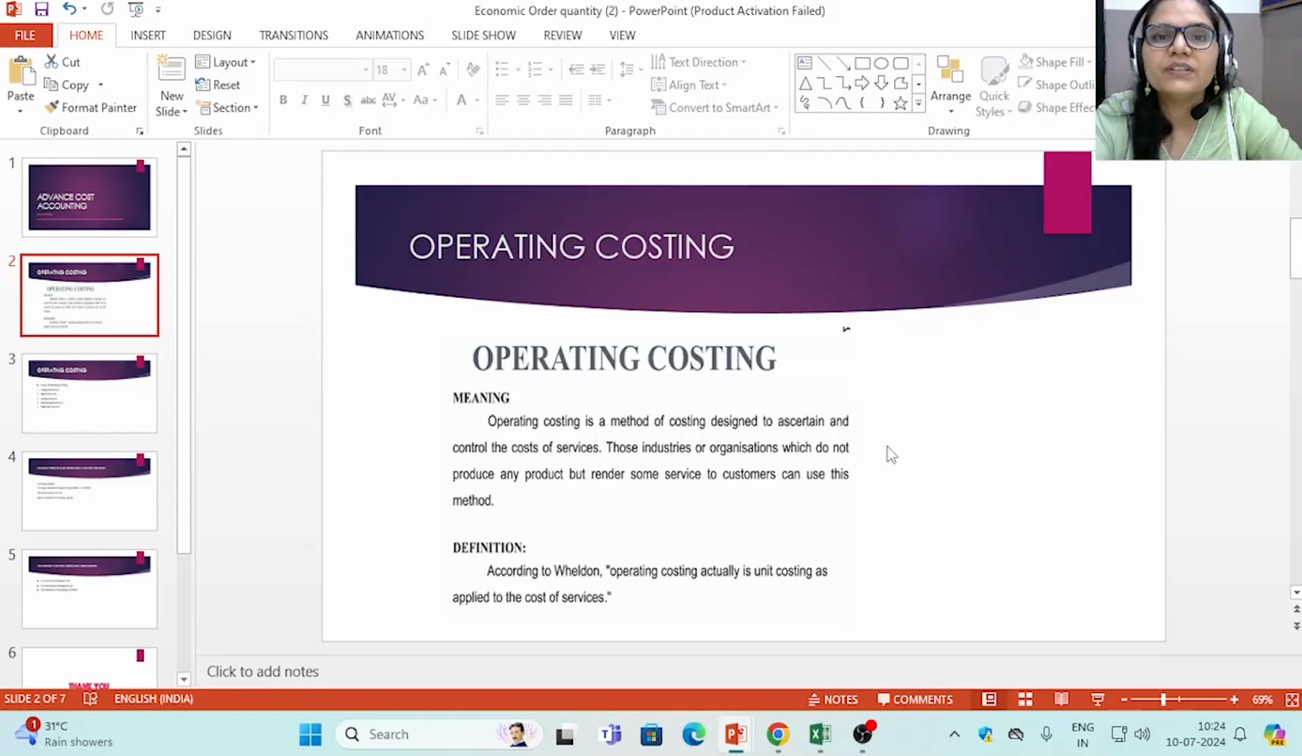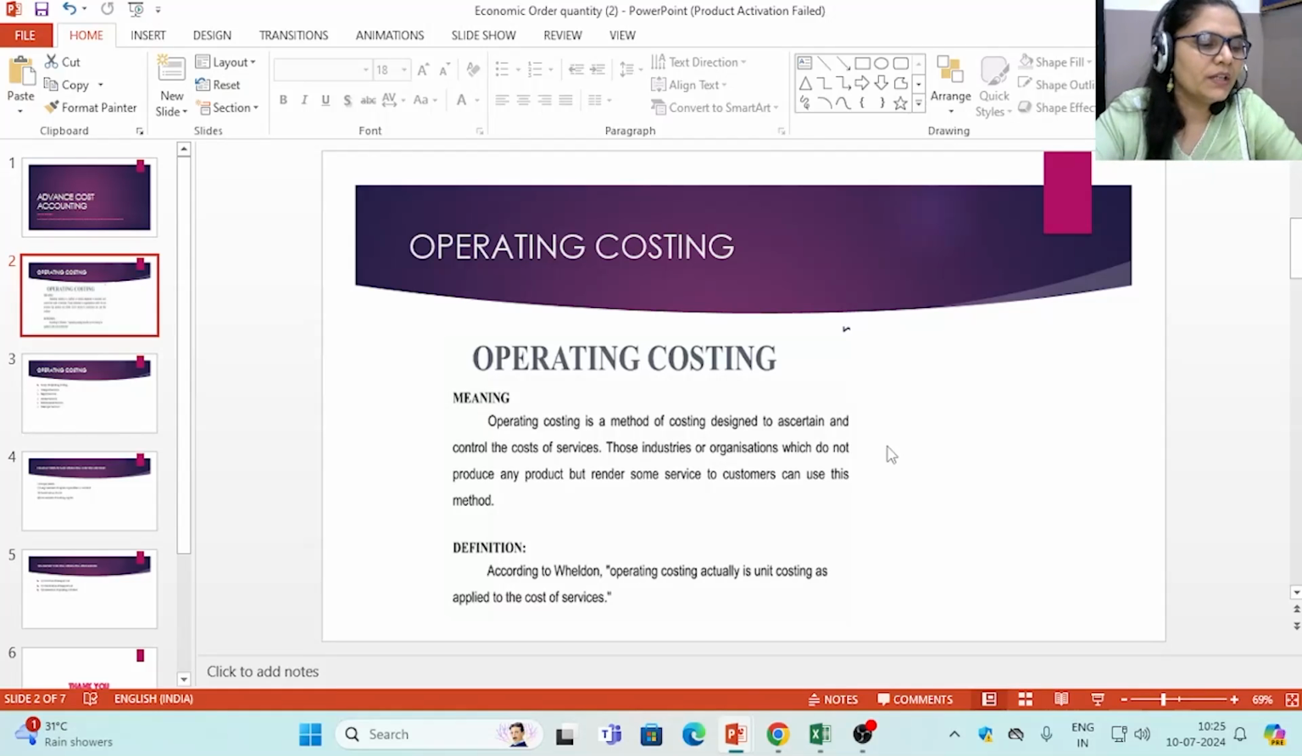So operating costing is very unique in itself because in this we talk about aspects related to the costing of services. There are a large number of organizations where goods are not produced but services are rendered. The cost incurred for rendering services by these organizations is termed as operating costing. And operating costing refers to the cost of undertakings which do not manufacture any product but render services to the customers.